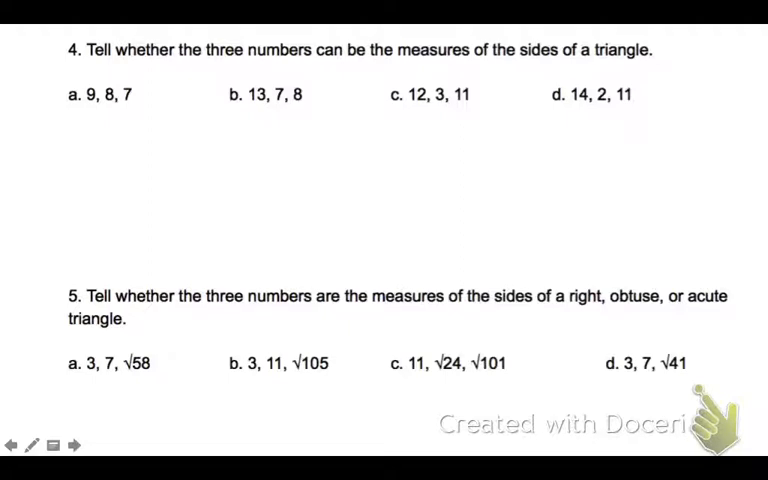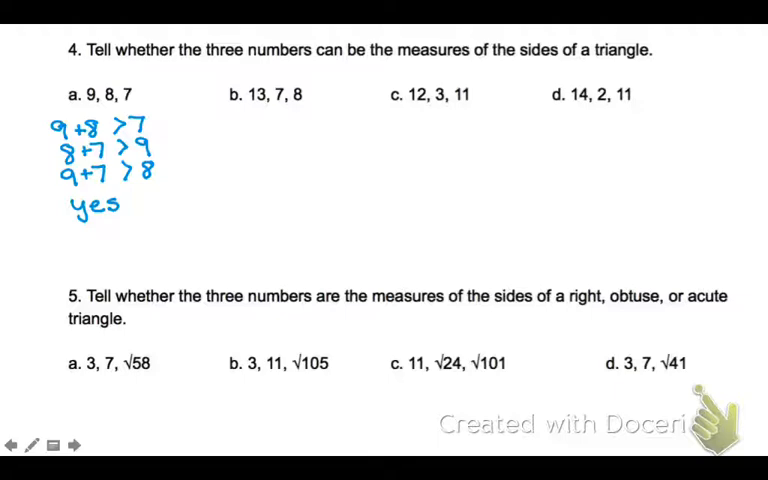Okay, so just in general, remember the way we tell whether the three numbers can be the measures of the sides of a triangle: we take each pair of sides and add them together. So in the case of A, 9 plus 8 is 17, which is greater than 7. 8 plus 7 is 15, which is greater than 9. 9 plus 7 is 16, which is greater than 8. So yes, we have a triangle. And so please write yes.